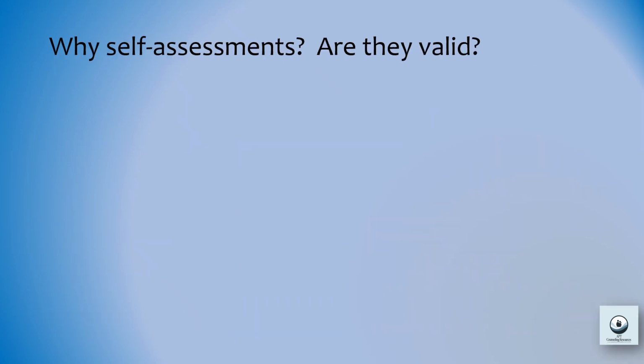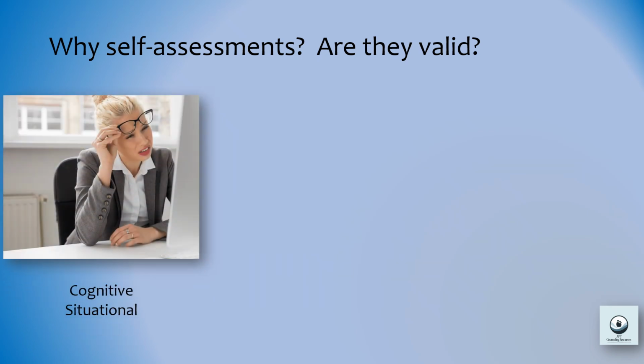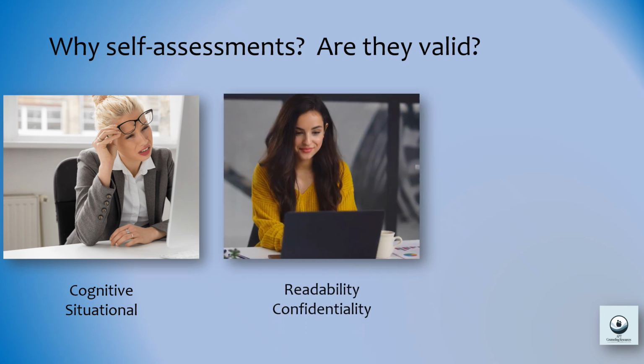There are 2 main obstacles to obtaining valid information through self-assessments. The first is cognitive in nature. That is, can the client understand the items? The second obstacle is situational. This refers to client concerns about who will see their responses and any judgments that person may make about them based on those responses. Here's how we deal with these two obstacles.